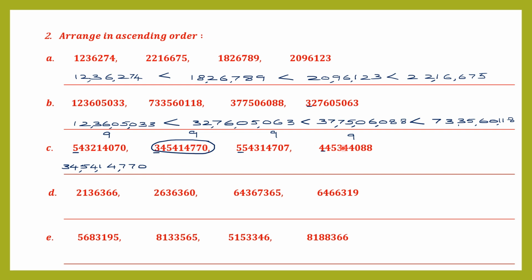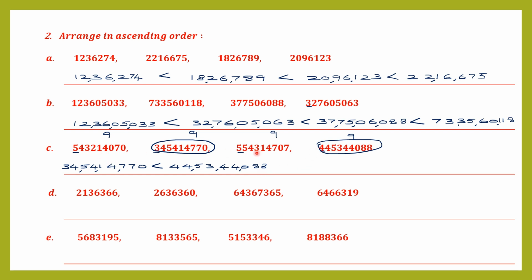Let's look at the other numbers. So the first digit here in the extreme left is 5, 5 and 4. The smaller one is 4. So we write this number next. So let's write down this number. So that the first number is smaller than this. So that is 445344088. Place your commas according to the Indian system and read your number: 44 crore 53 lakh 44,088. So these two numbers are over.